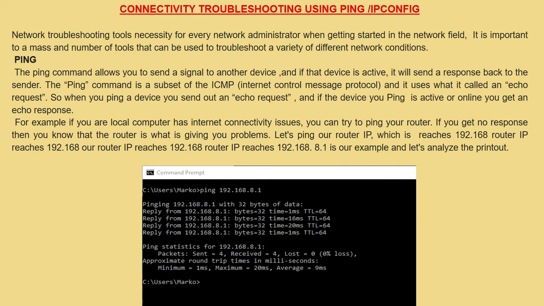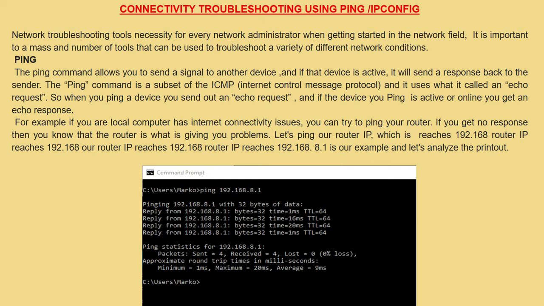That means, for example, if your local computer has internet connectivity issues, you can try to ping your router. If you get no response, then you know that the router is giving you a problem. Okay, so if you have a local computer and you want to check whether your router is okay or not, whether your networking is currently okay or not, then you can ping it. If you are not getting any response, then you find that your router is not working properly.